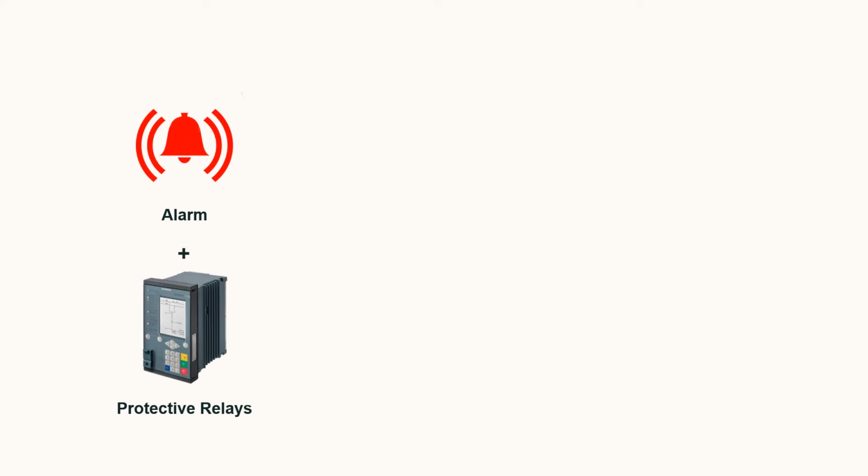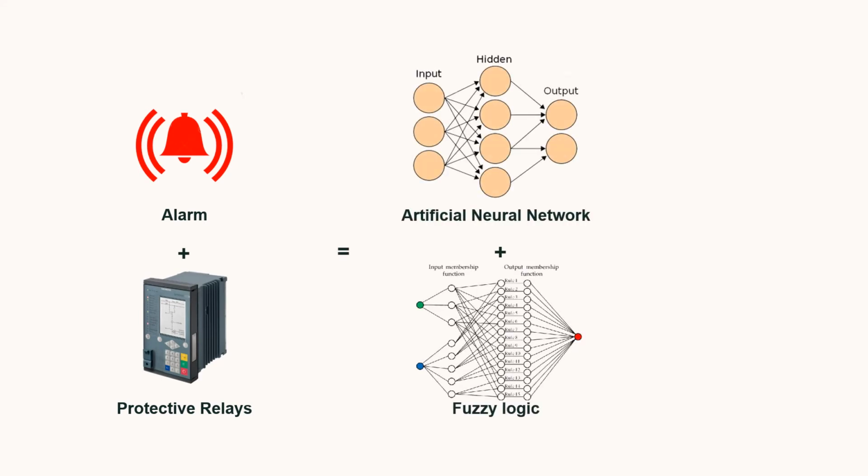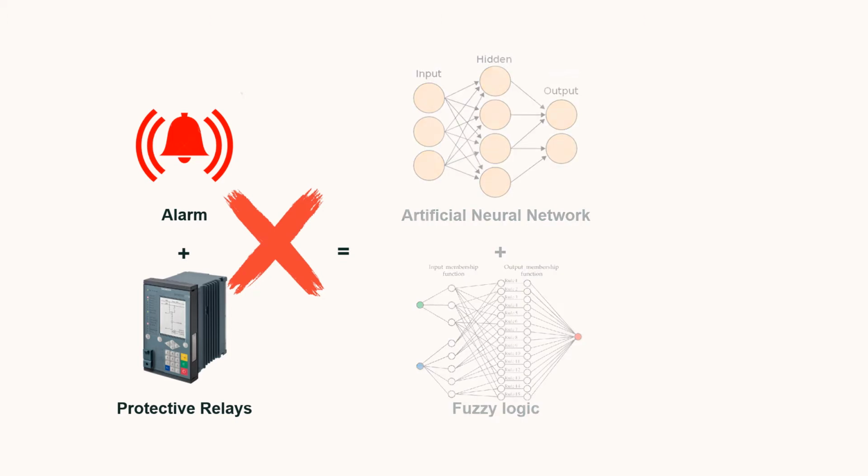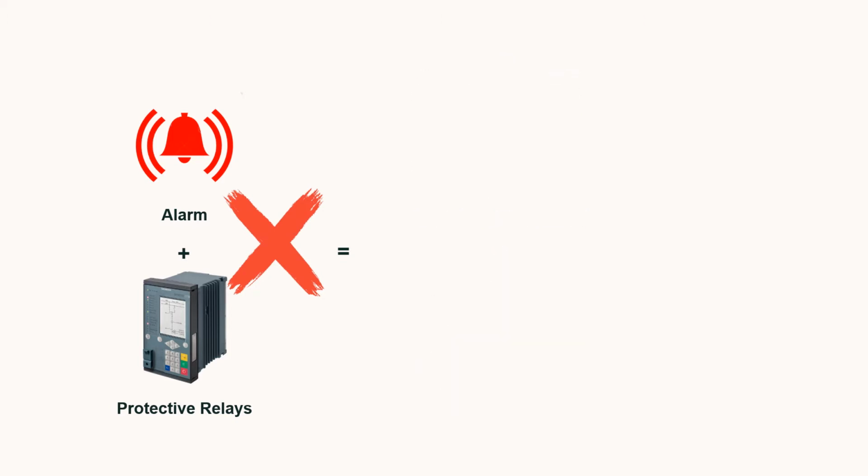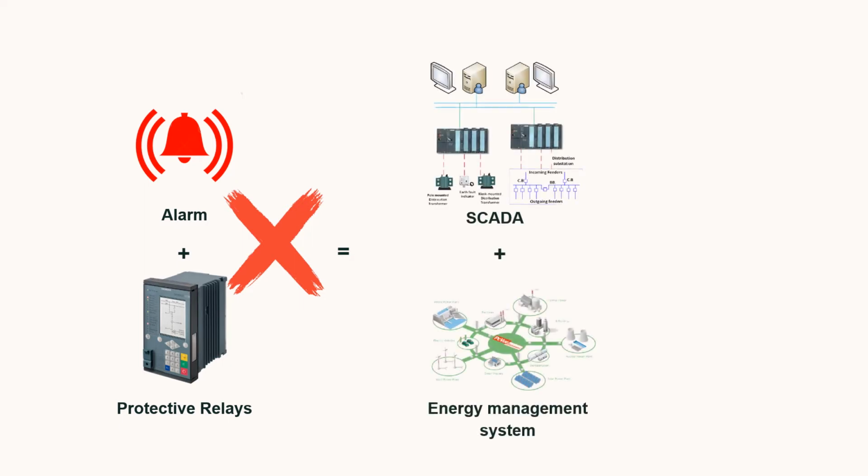Most of the methods require information from alarms and protective relays, for example by using an artificial neural network (ANN) or combining it with a fuzzy logic approach. However, most distribution systems are not completely equipped with alarm relays. If the method does not need alarm and protective relay information, such as SCADA and energy management system approaches, it requires high implementation effort and high cost.